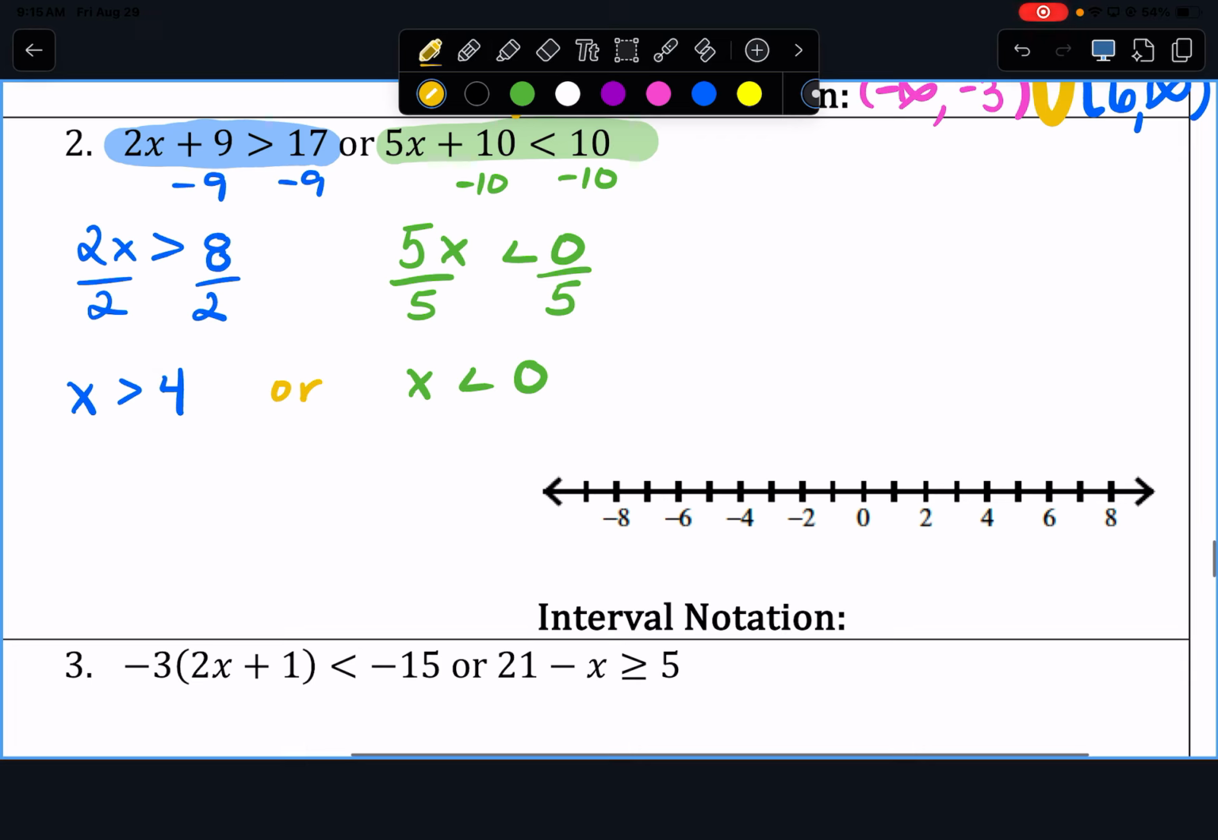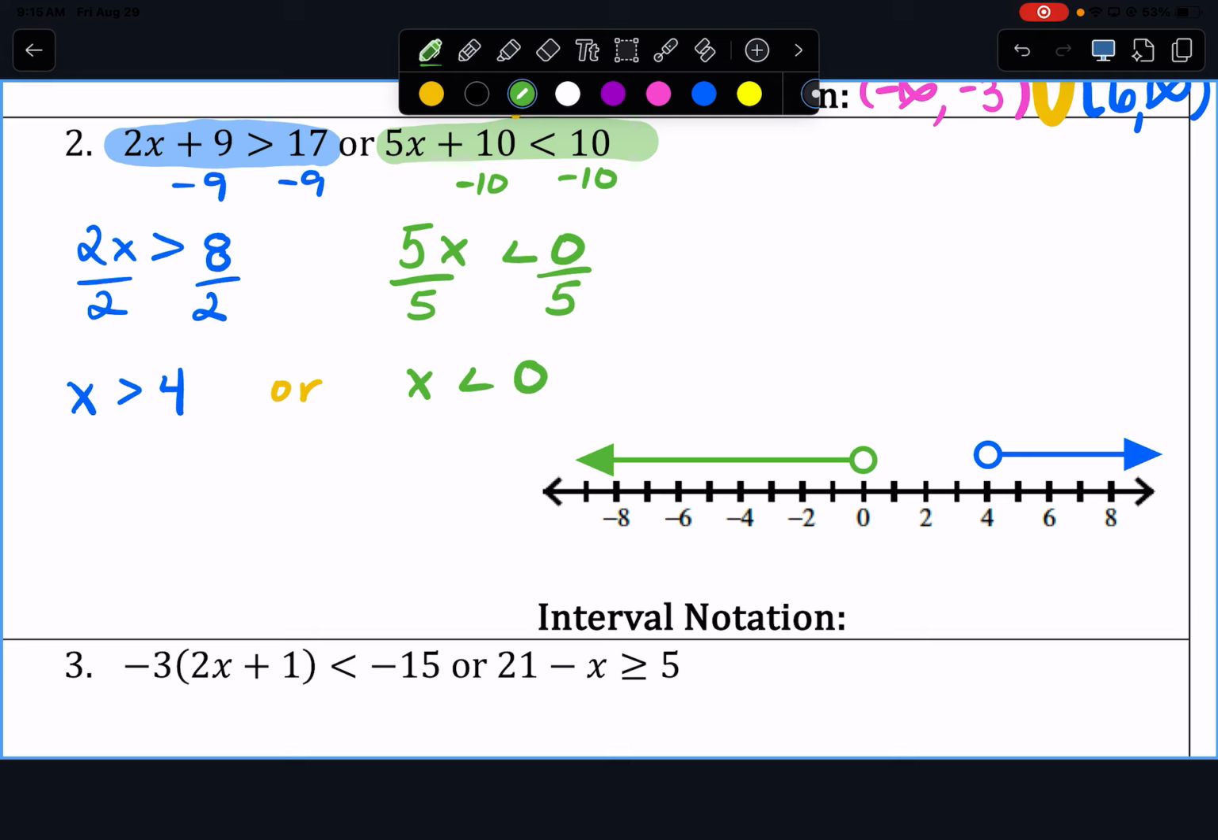So if we start with x is greater than 4, do I need an open circle or a closed circle? Open. Does it need to go to the right or to the left? Now we're going to look at x is less than 0. So at 0, open or closed circle? Does it need to go to the right or to the left? To the left, because it is less than.